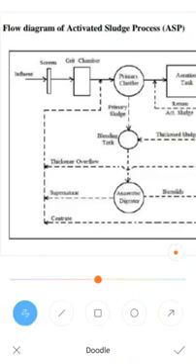Now, I will explain the activated sludge process. In the biological treatment of wastewater, you have to remove the waste material. The sludge is a suspension, and the growth which has happened is a suspended growth process.